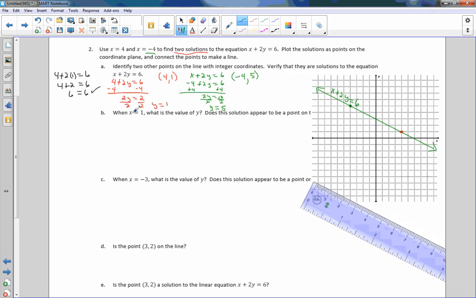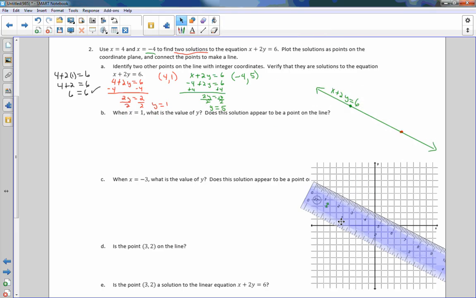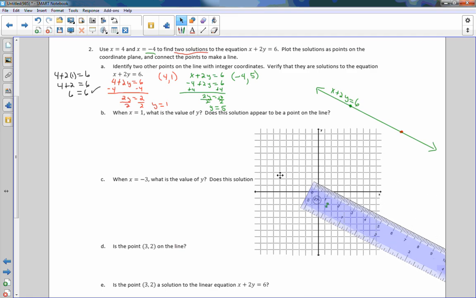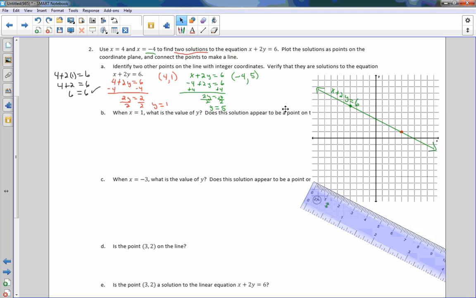Okay, part B says, when x, actually let me move my graph for a second. When x equals 1, what is the value of y? Does the solution appear to be a point on the line? When x equals 1, what is y? So let me put the grid back.